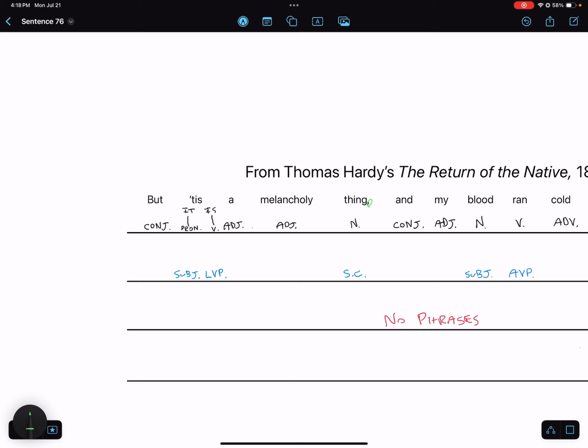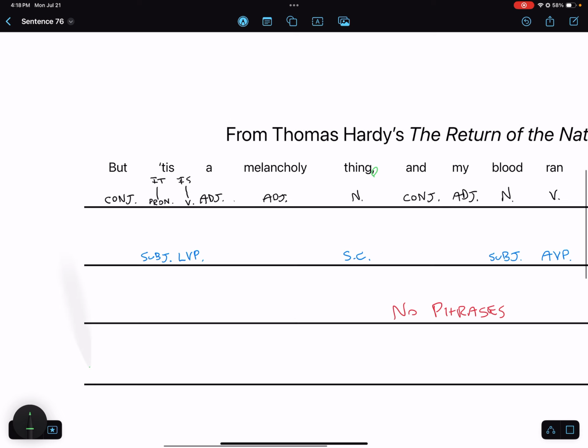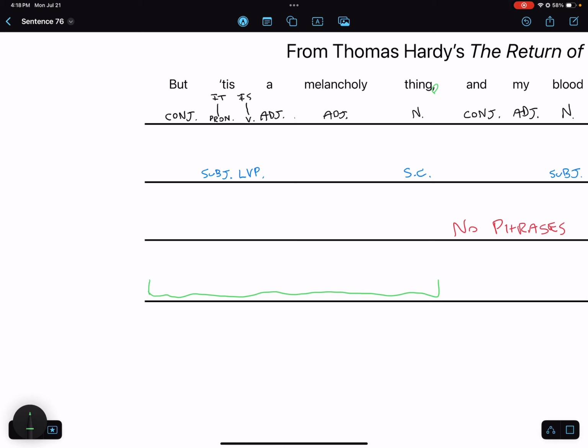If you were to put a period after that comma, after the word thing, you would have a complete sentence, telling you that this first part of the sentence would be an independent clause. So that means we have an independent clause here for this first part of the sentence. Okay, independent clause.